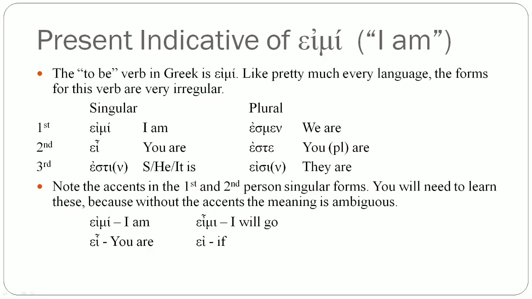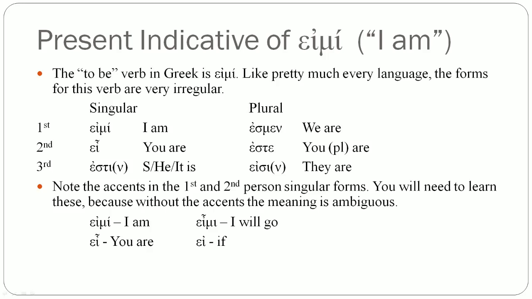The second person singular form, εἶ, with the circumflex accent over the iota, means you are, but if you don't have that accent on there, it means if. Εἰ, just with a smooth breathing mark and no accent, now means if. And if is a pretty common word in every language, so this one is particularly important to memorize that accent, so you know which one you're dealing with. So memorize that one and memorize the accents only in those first two positions.